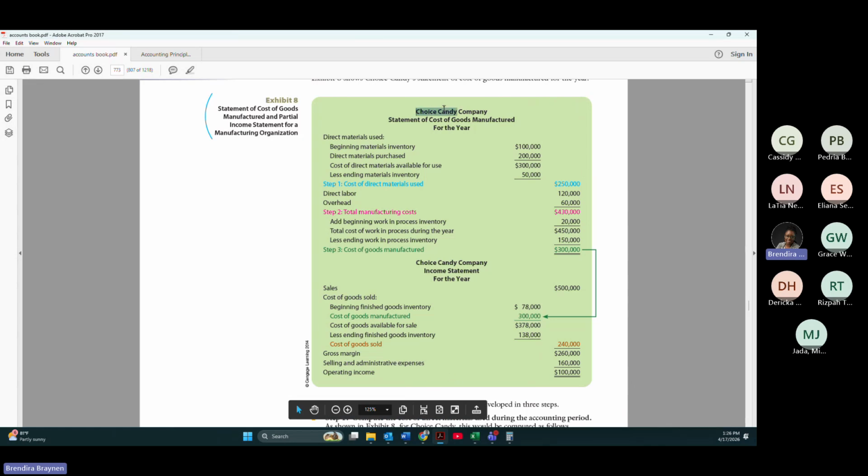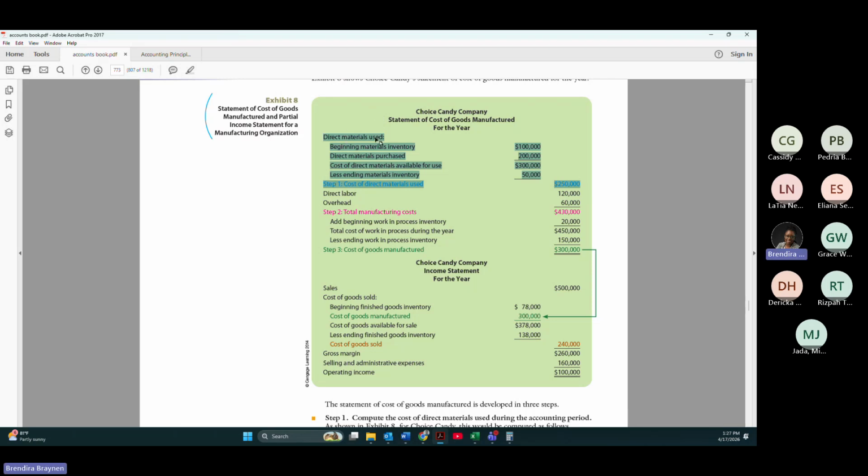So start off with the name of the company, the name of the statement, and whatever the year is. It's documented there. Then we start off with 3 sections. First section is dealing with direct materials, up to step 1. So we start by calculating how much direct materials were used, because that tells us how much we put into manufacturing. Manufacturing is creating the product.